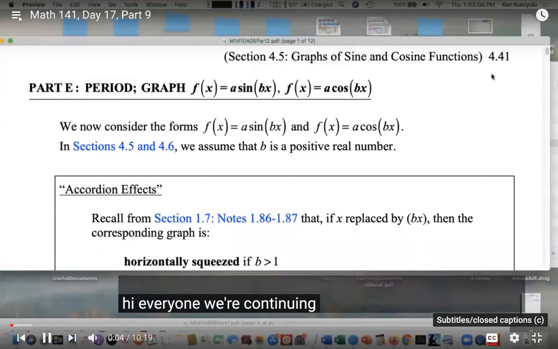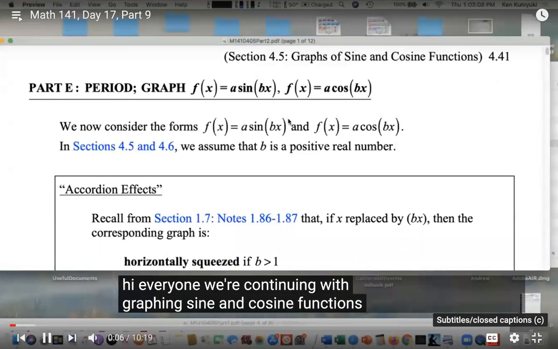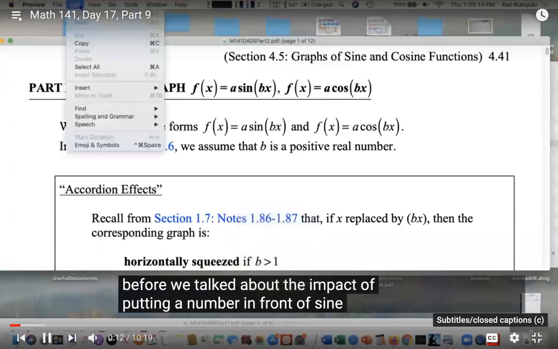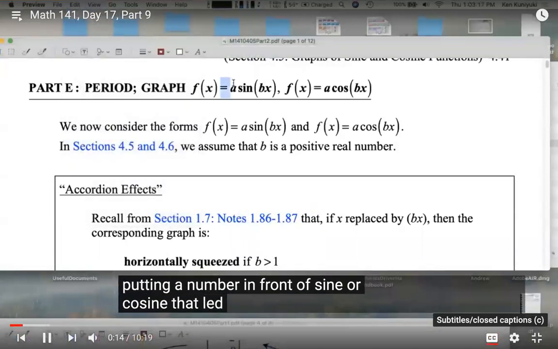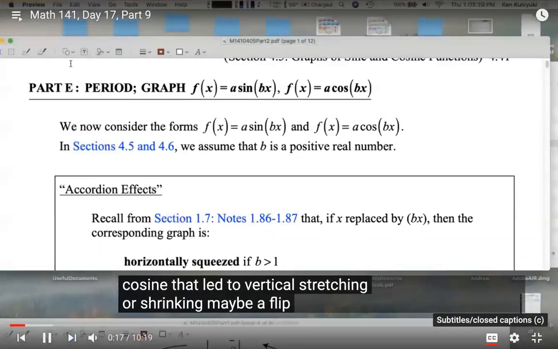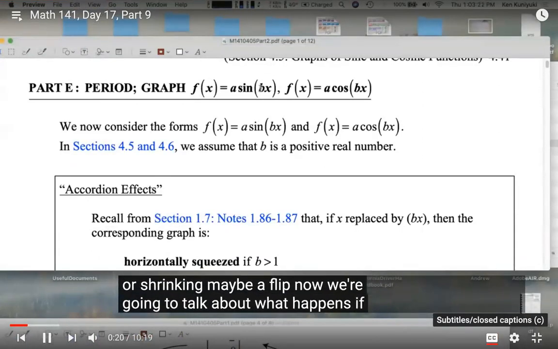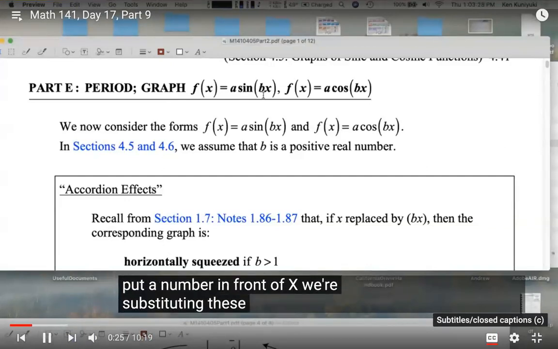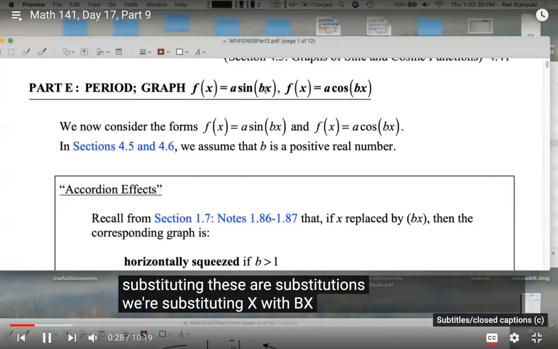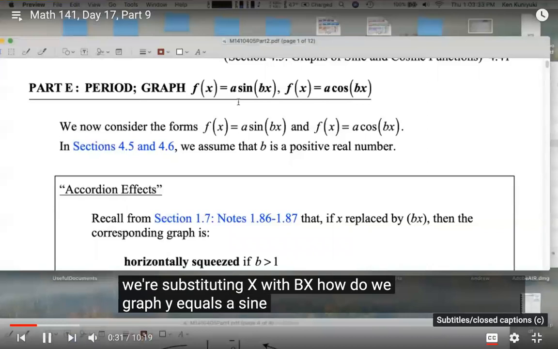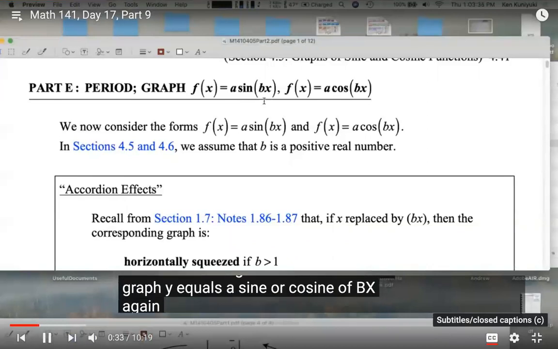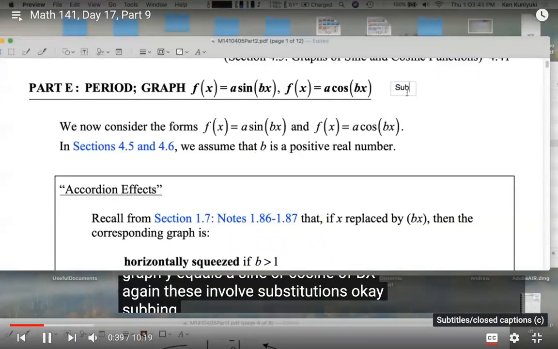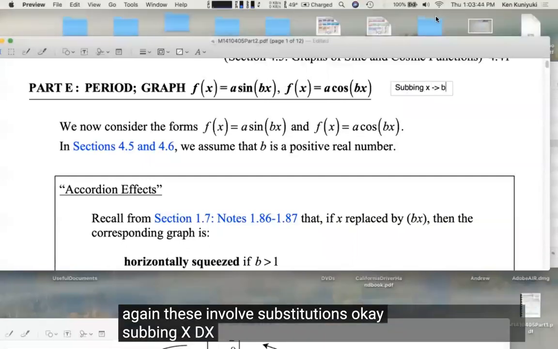Hi, everyone. We're continuing with graphing sine and cosine functions. Before, we talked about the impact of putting a number in front of sine or cosine. That led to vertical stretching or shrinking, maybe a flip. Now we're going to talk about what happens if we put a number in front of x. These are substitutions. We're substituting x with bx. How do we graph y equals a sine or cosine of bx? Again, these involve substitutions.